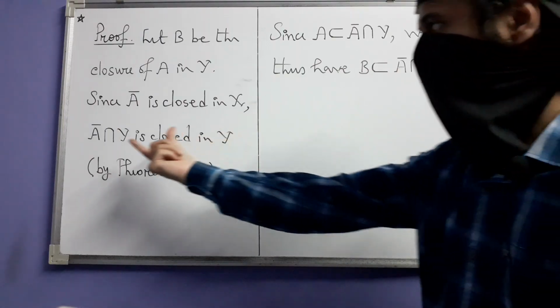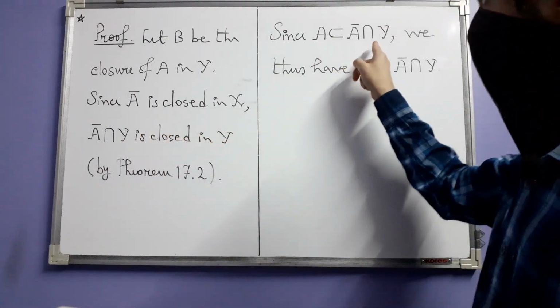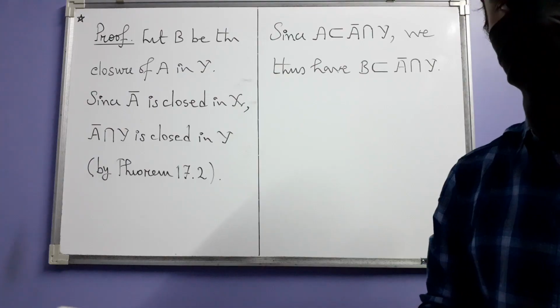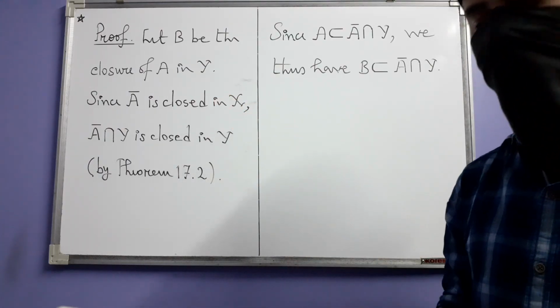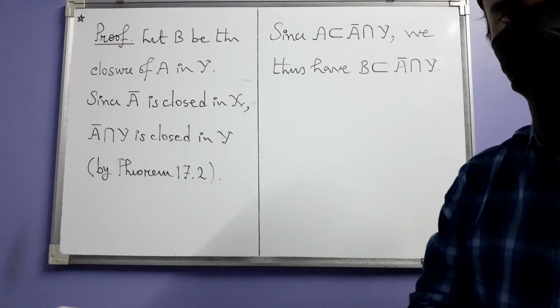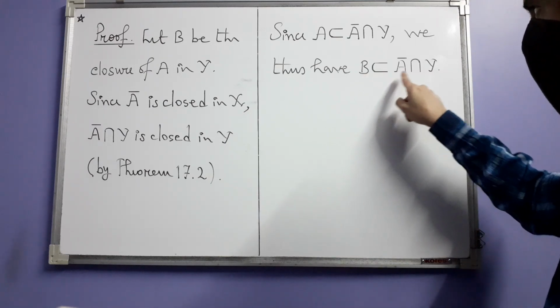Now, this is a closed set in Y which contains A, and B by definition is the intersection of all closed sets in Y which contain A. So, obviously B will be a subset of this.